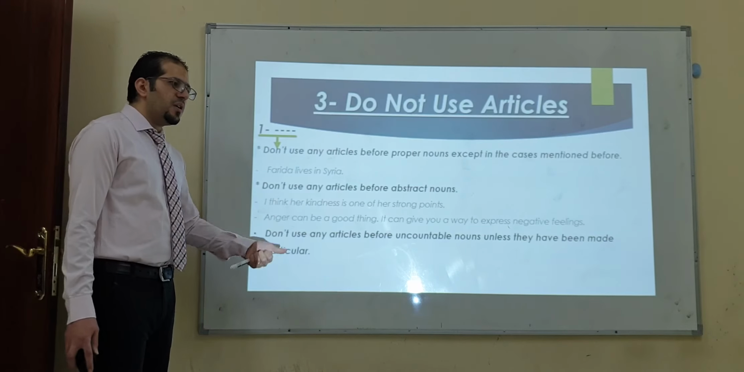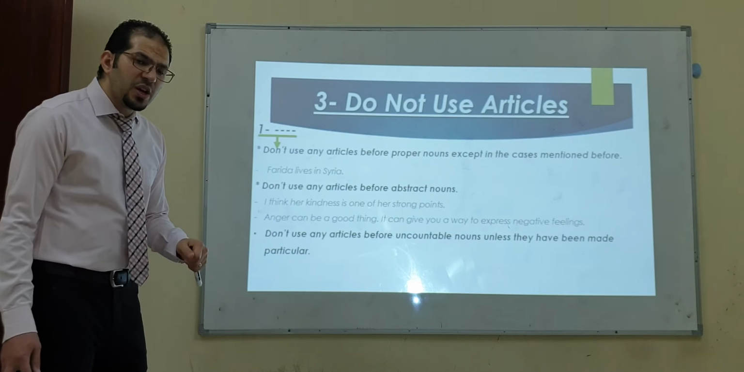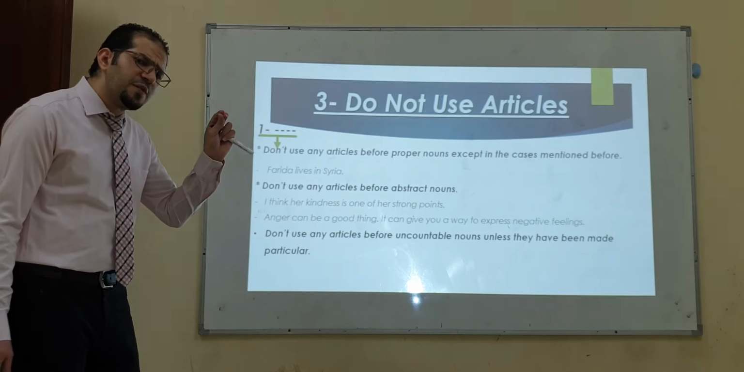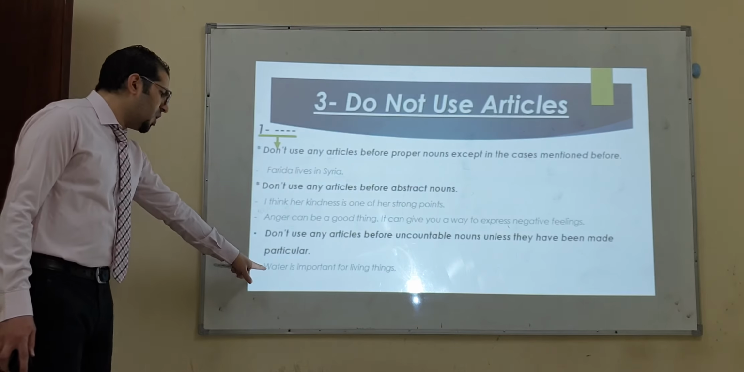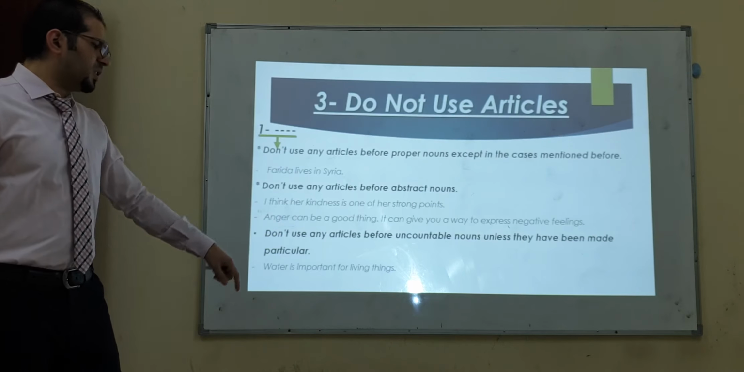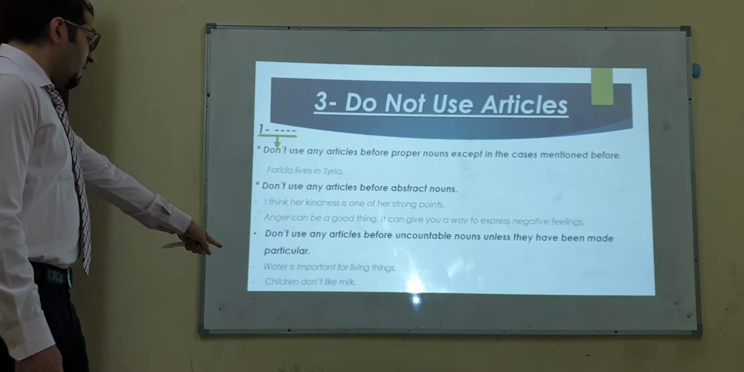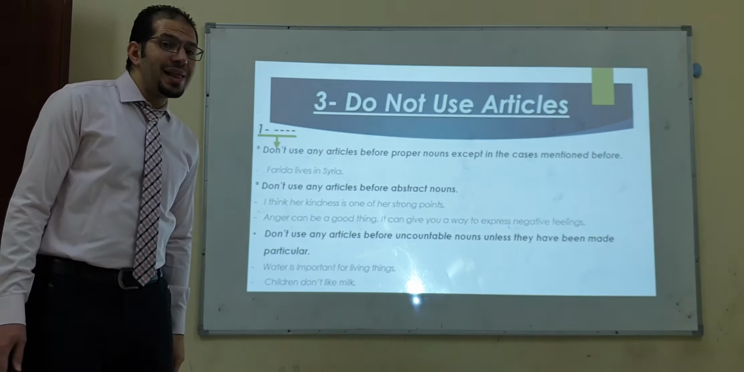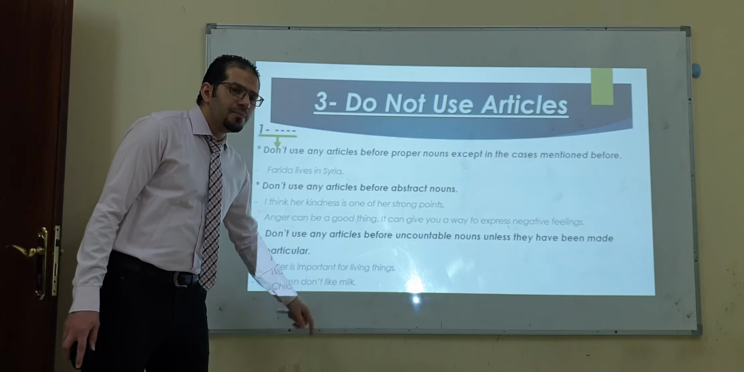The difference here: first, we use "the" with uncountable nouns because we made them specific. But here we are talking about a general point. Water is important for living things. Children don't like milk. Children do not like milk.